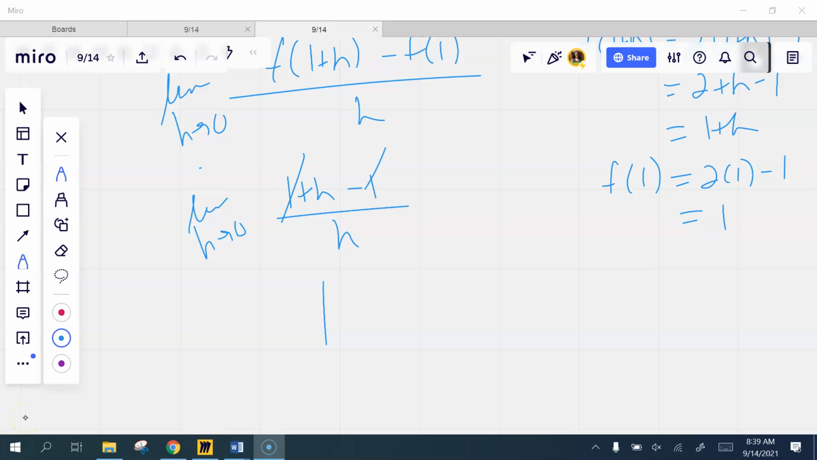Four. I know what to do. I just don't know how to. Oh, Lizzie. Okay, another difference quotient. No, I know how to do that. I know how to get to the limit of the expression 1 over x plus h. All right, let's do number 4 together.